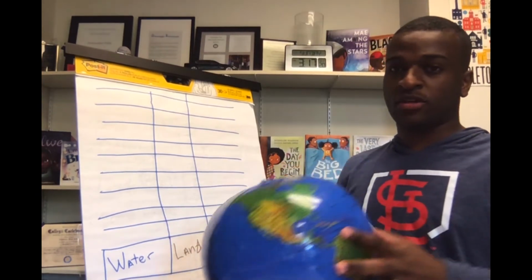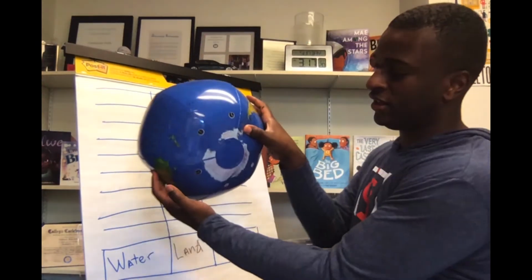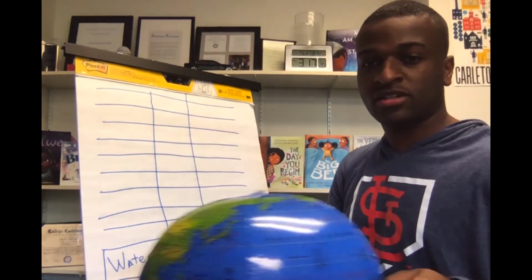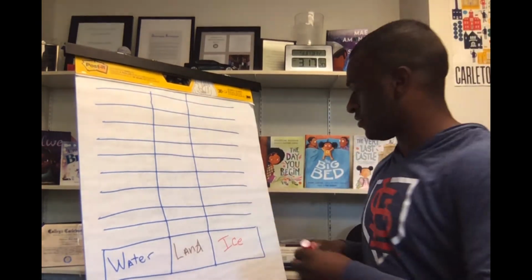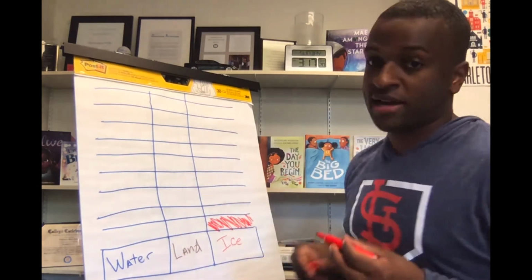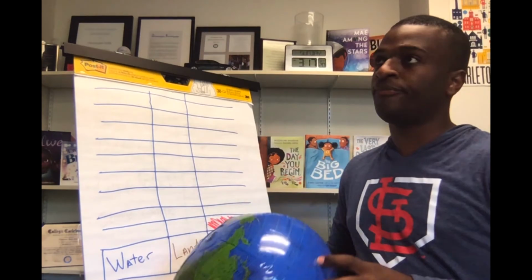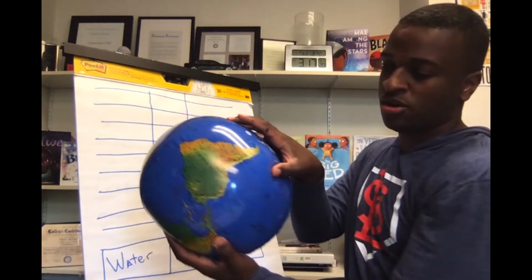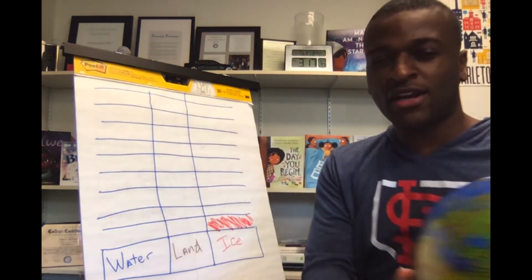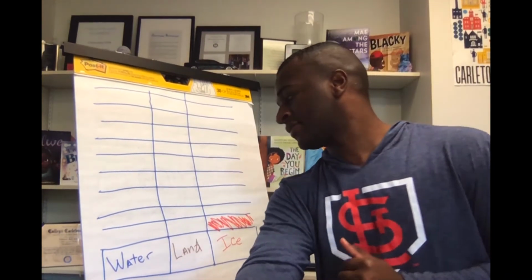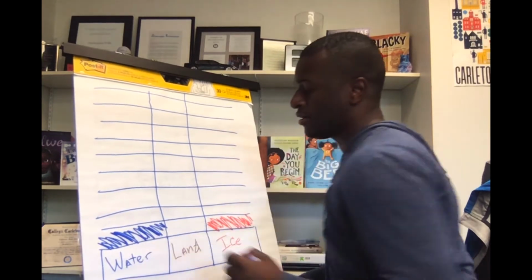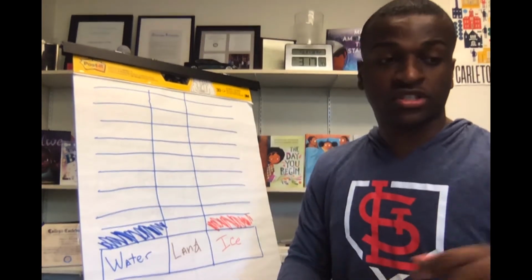But let's see. If I throw it in the air, my thumb landed on ice. So we can fill up the ice part of our chart here. Ice. That was 1. So when we finish, we should have 8 boxes filled in. Let's see. Here we go. 2. What do you think that is? Land, water, or ice? I think we already know. It's water. I love water. It's good stuff.